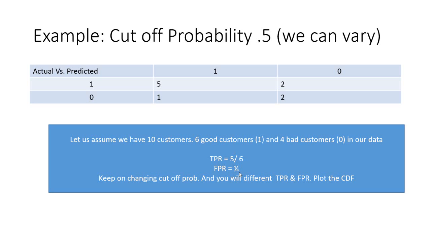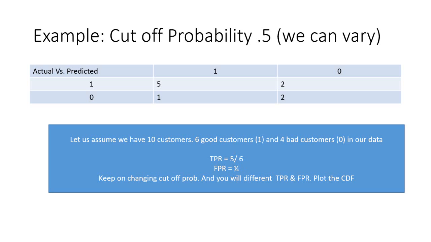So it is the false positive by the total number of negatives. The false positive number is 1 and the total number of negatives, or bad customers, in our data set is 4, right? Total number of data set is 10, 6 are 1 and 4 are 0. So 1 by 4, so that is the FPR.